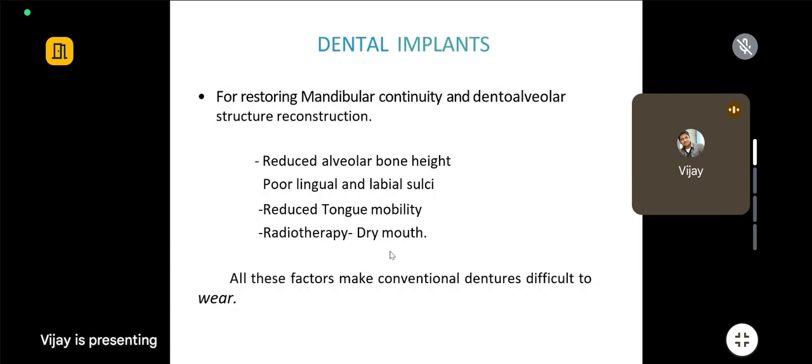Coming to dental implants, these are biocompatible titanium materials which can be used in the fibula bone graft or any of the bone grafts for placement for restoring the dental part. When we reconstruct with any of the flaps, there is reduced alveolar bone height, poor lingual and labial sulcus, reduced tongue mobility, and post-operative radiotherapy induced xerostomia. All these factors make conventional dentures very difficult to wear and construct. This can be bypassed with the use of dental implants.